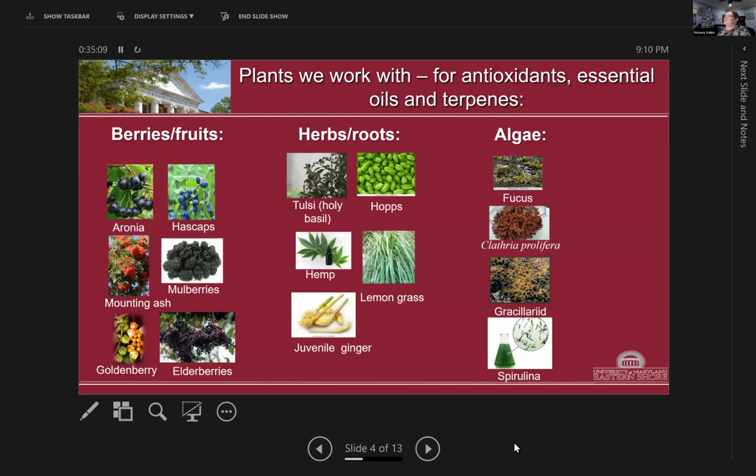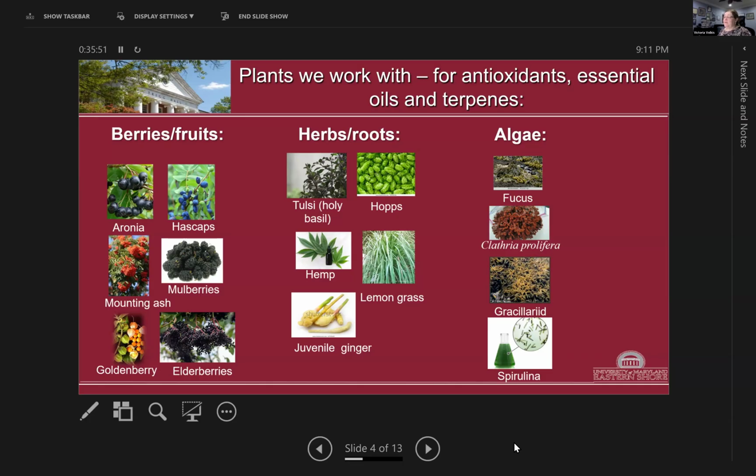Now, terpenes. How are essential oils and terpenes different? They are actually very, very similar. They both are from the same family, and their structures chemically are very similar, with just one difference. Terpenes only have carbons and hydrogens in their structure, while essential oils have exactly the same structure plus some groups that have oxygen in them. And that's what makes the difference between essential oils and terpenes. Both of them are very similar, and all of those algae and all of those herbs have both of them. Berries have mostly antioxidants and less of essential oils and terpenes.